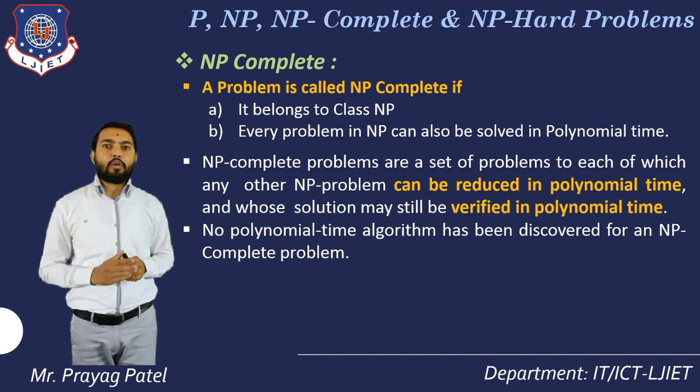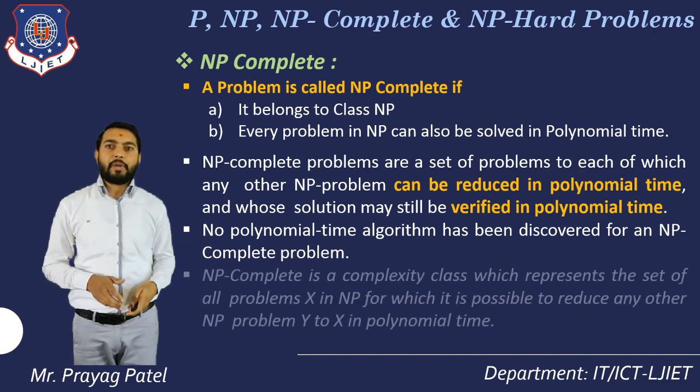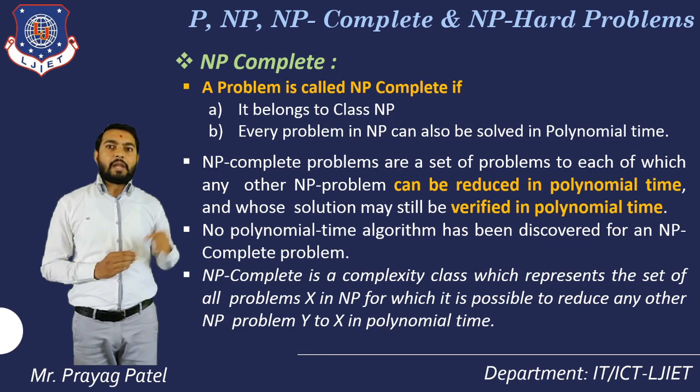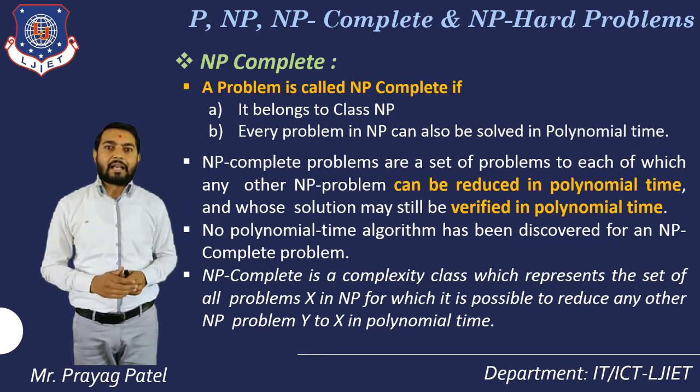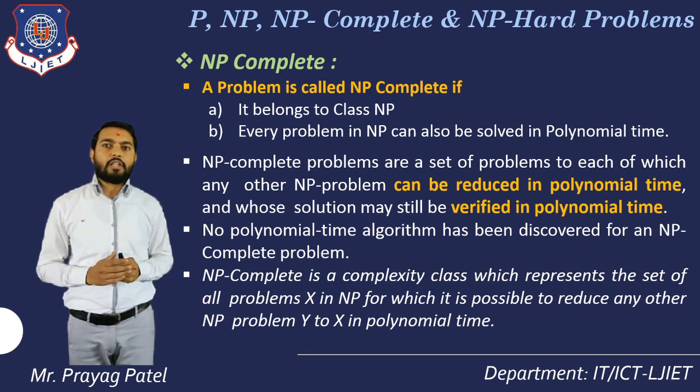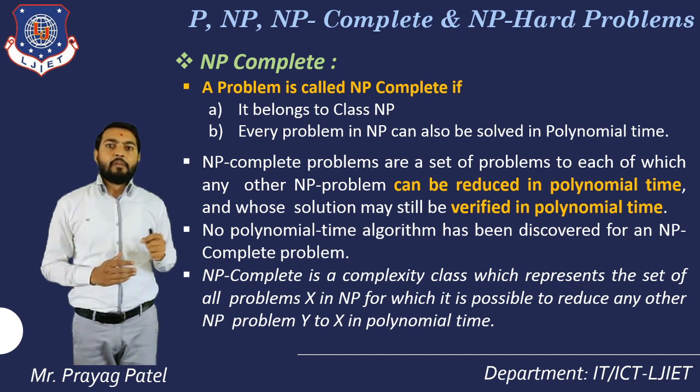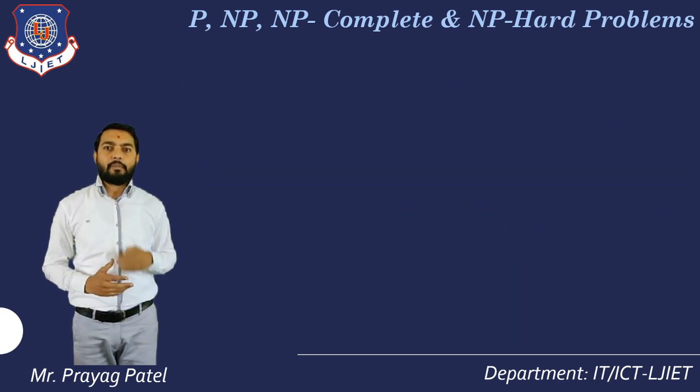No polynomial time algorithm has been discovered for an NP complete problem. NP complete is a complexity class which represents the set of all problems X in NP for which it is possible to reduce any other NP problem to X in polynomial time. It is called the NP complete problem.